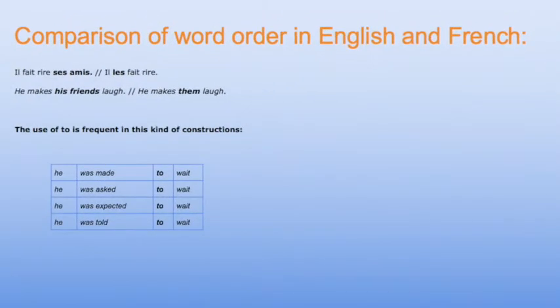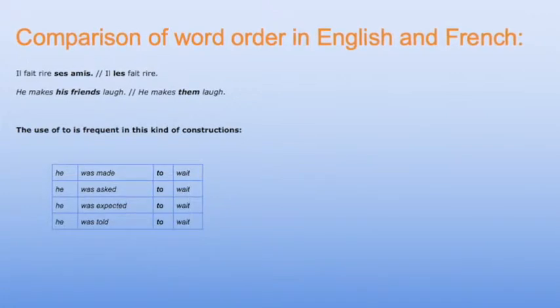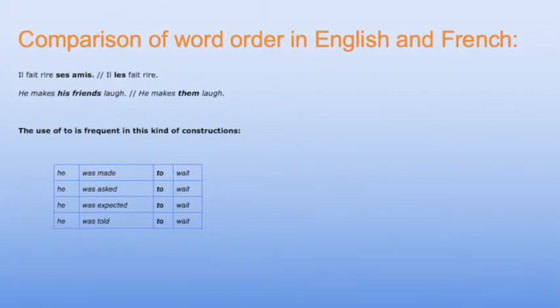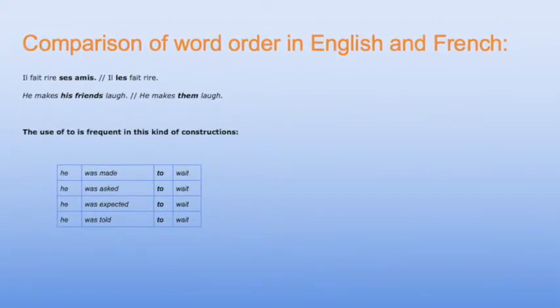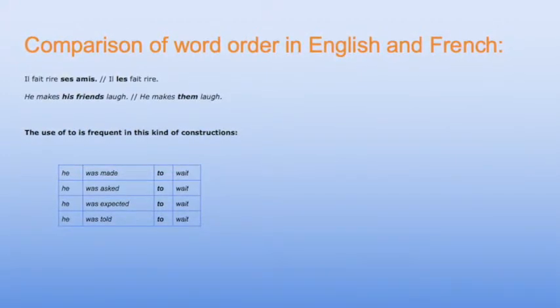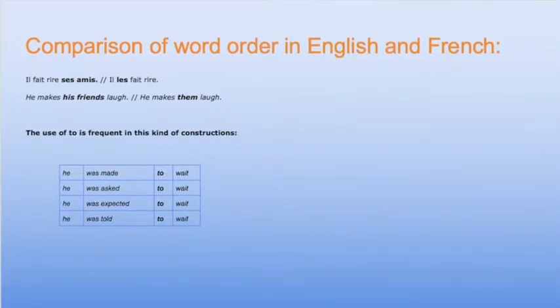Now, let's compare the difference between French and English regarding the construction of the sentence. We can see that we often use to complete the sentence. For example, he was made to wait.